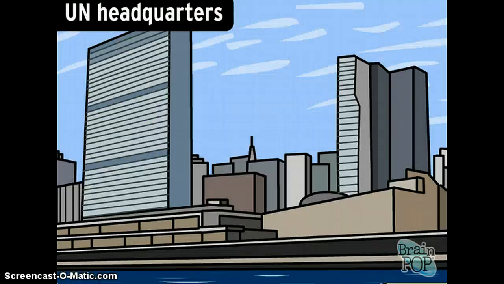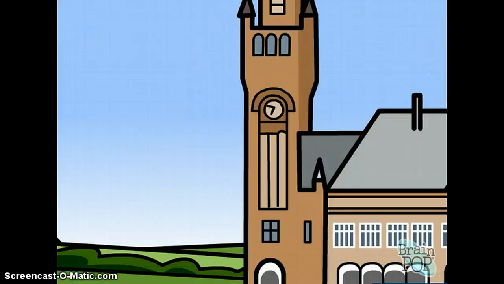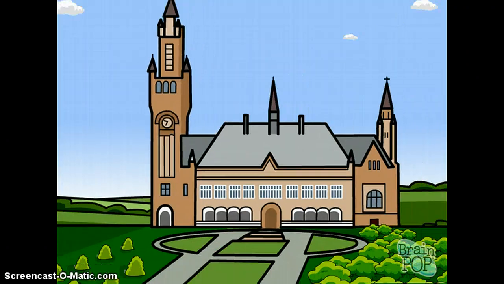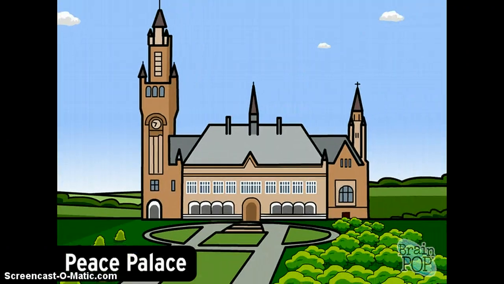Oh, they meet at their main headquarters in New York City. It's sort of like an embassy inside, though. Even though it's on U.S. soil, the land occupied by the UN is international territory. There are other UN meeting places too, like the Peace Palace in the Netherlands, where all major UN court decisions are made.